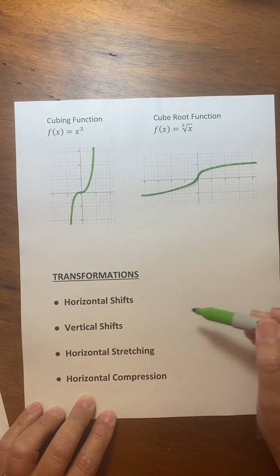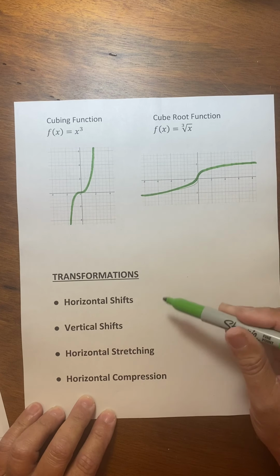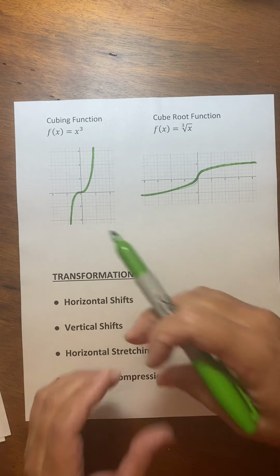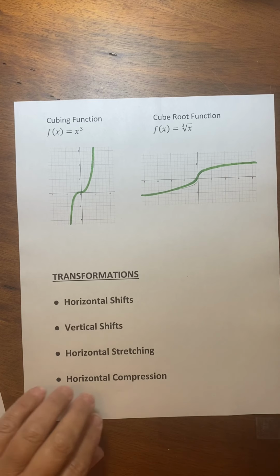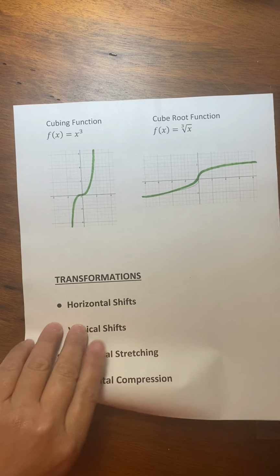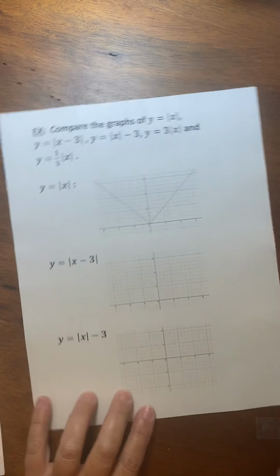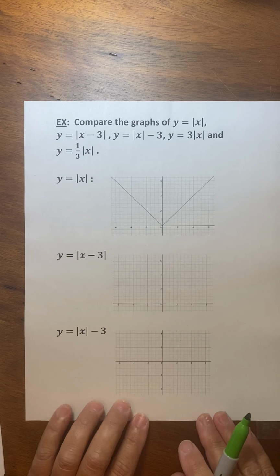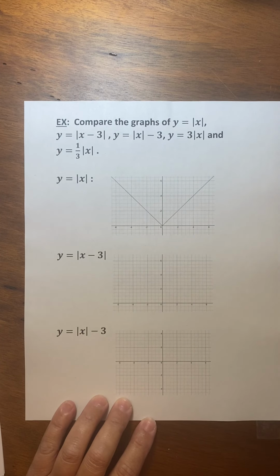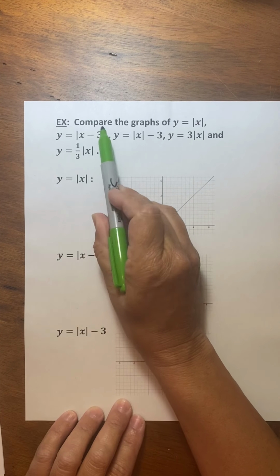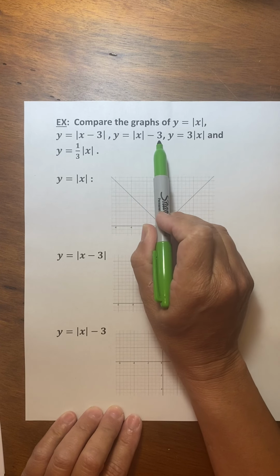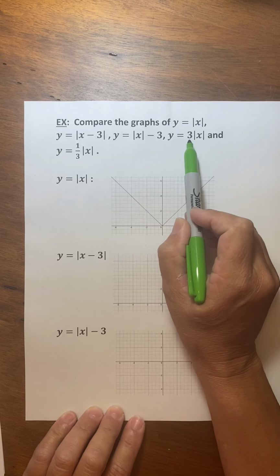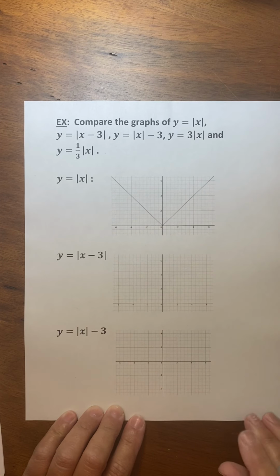We have horizontal shifts, moving it right and left, vertical shifts up and down, vertical stretching, making it taller, and vertical compressing, smushing it. So when do these things happen? Well, let's take a quick look at the graph of the absolute value of x and compare it to the graph of y equals absolute value of x minus 3. We added a minus 3 inside the absolute value. How does that differ if we subtract 3 from the outside, or we put a 3 out front, or perhaps the reciprocal 1/3 out front?